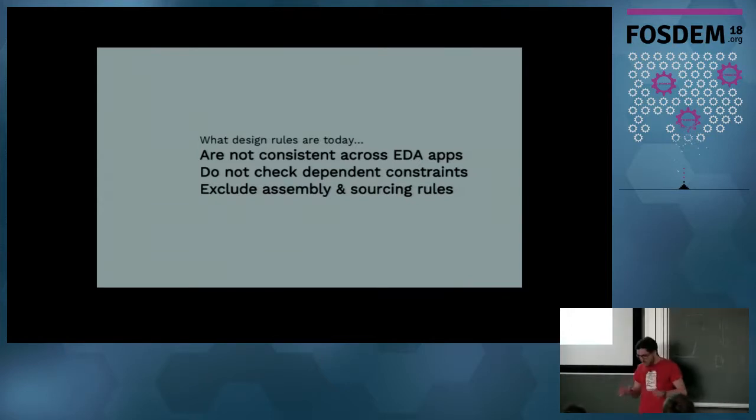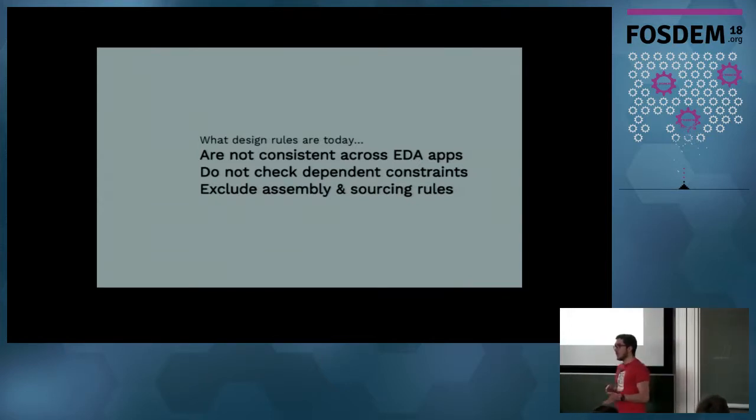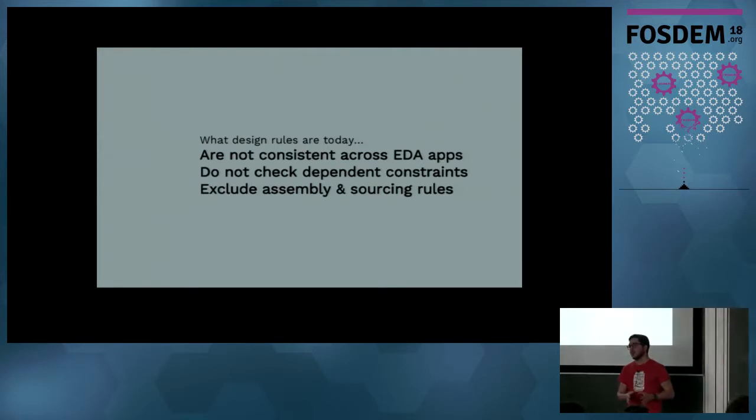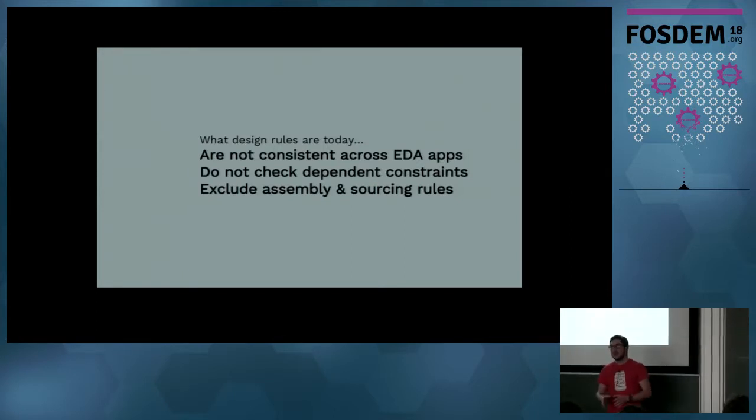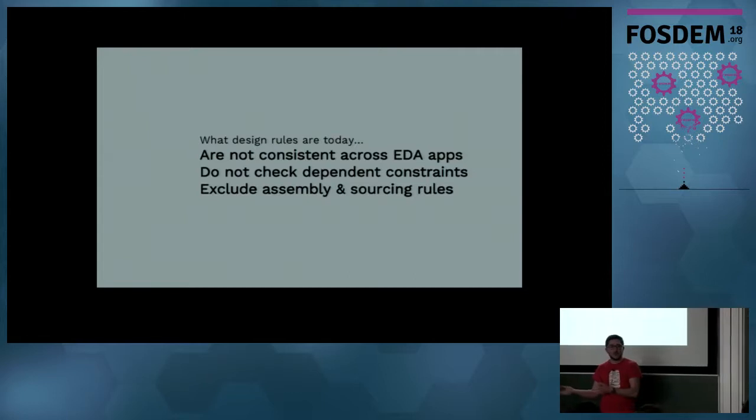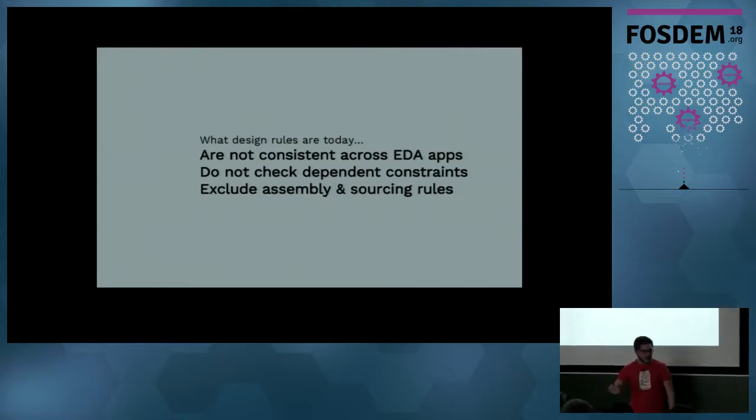And one thing which is really important to me is that right now it's only about PCB manufacturing. Nothing about assembly, nothing about maybe sourcing of parts. So why doesn't the design rule file tell me, hey, if you want to assemble this project within the next 2 years, you have to check the end of life of your parts. That's a design rule too.